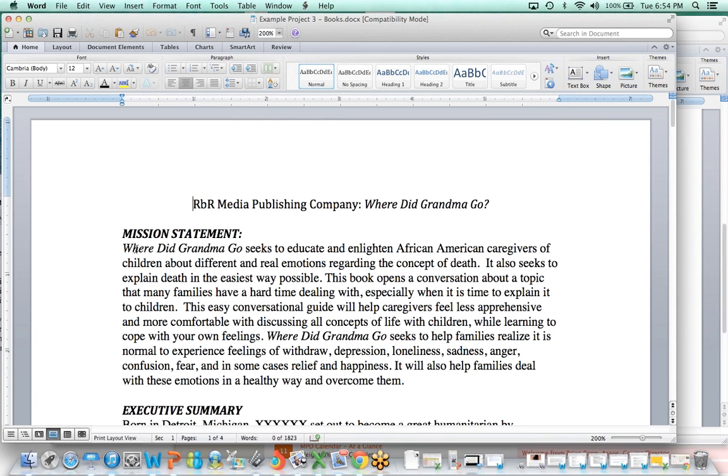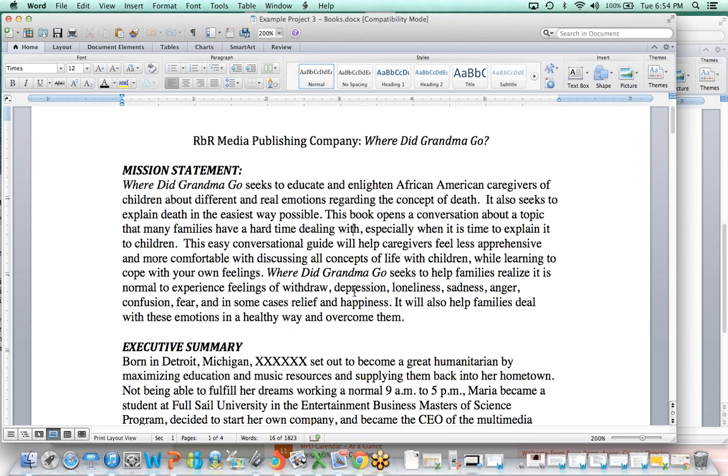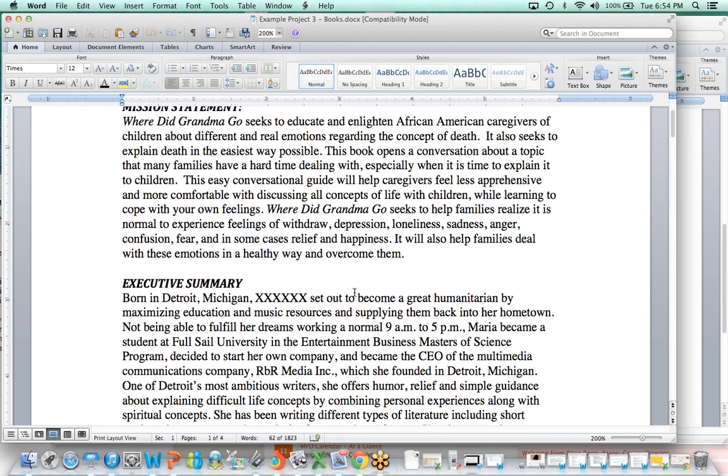The title of the book is Where Did Grandma Go? Once again, the mission statement is about the book. It's not about the company, right? The goal, the mission of the book, is to seek and educate and enlighten African American caregivers of children about different and real emotions regarding the concept of death. If you look through the story, I remember now, the book was about how to teach your kids what happens when somebody dies, when grandma dies. That's the theme, or the topic, of the book.